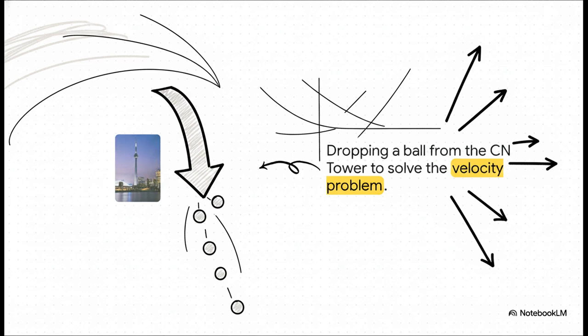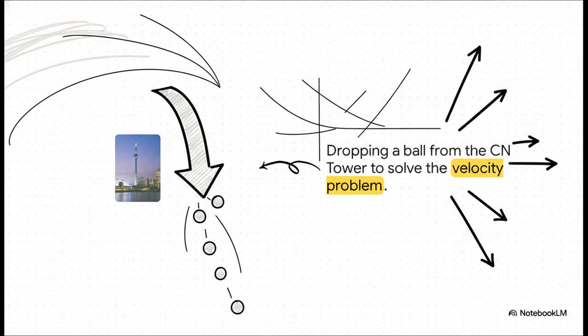All right, let's take these abstract graphs and theoretical formulas and pull them right back into the messy, real, physical world. We're going to apply this exact same tangent logic to a classic physics scenario, the velocity problem. Imagine we're standing on the very edge of the upper observation deck of the CN Tower in Toronto, a dizzying 450 meters above the ground below. The wind is howling, we hold out a heavy ball, and we drop it.